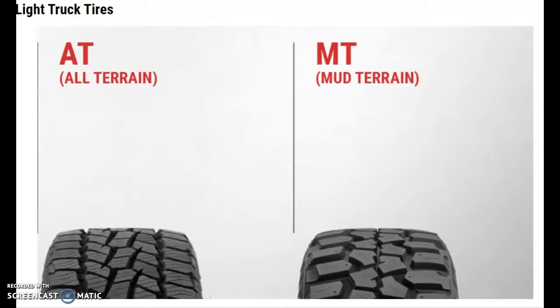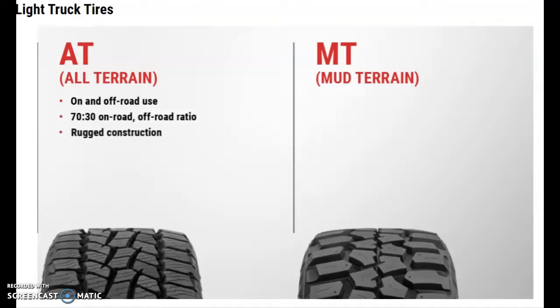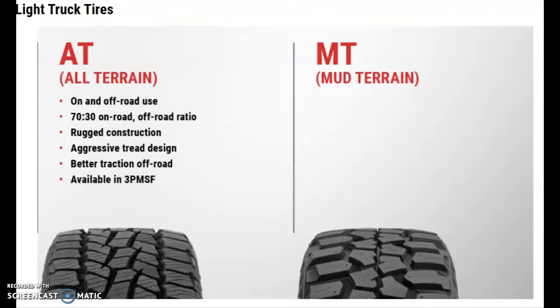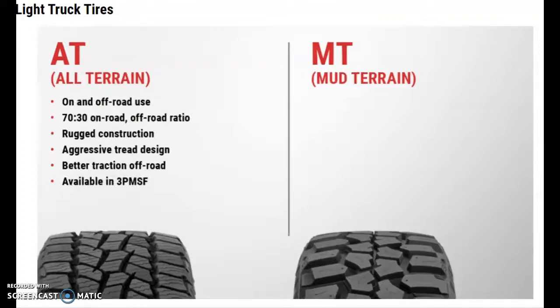AT stands for all-terrain. This category is designed for both on- and off-road uses, usually in a 70% on-road and 30% off-road ratio. Its tread design is more aggressive in order to provide better off-road traction on many different terrains, while incorporating excellent protection from said terrain. Many models sport the 3PMS symbol for winter use.